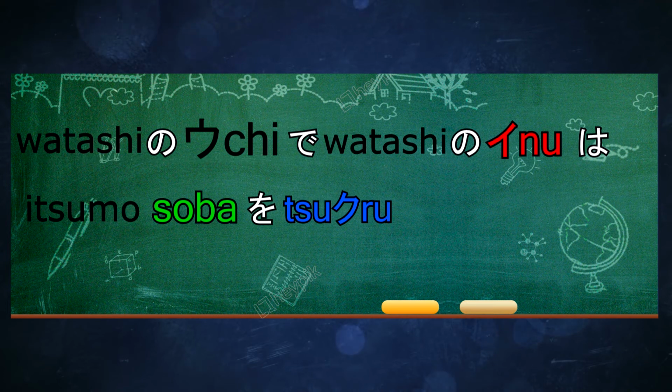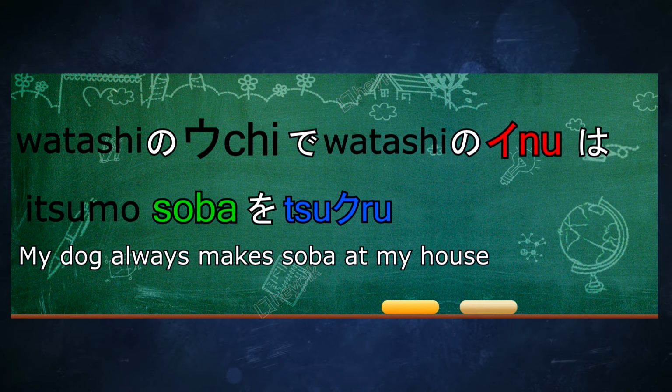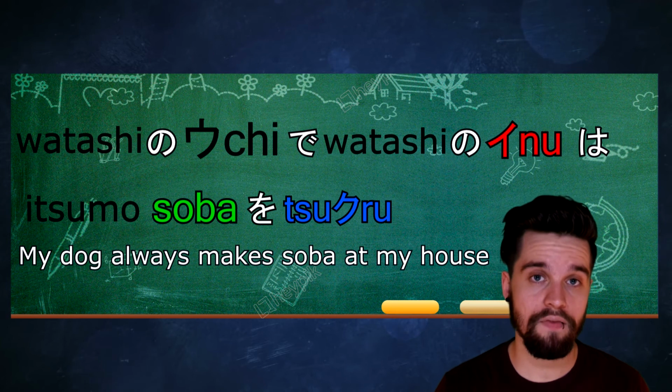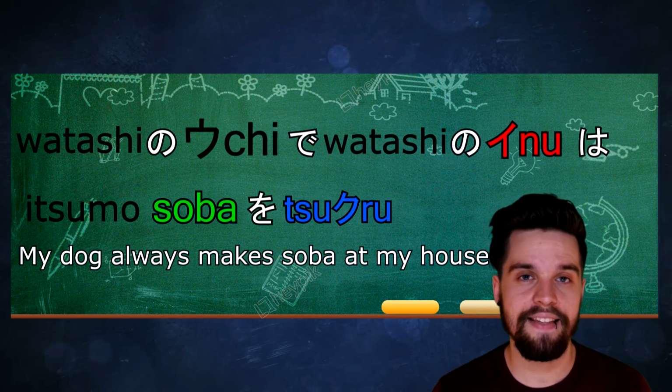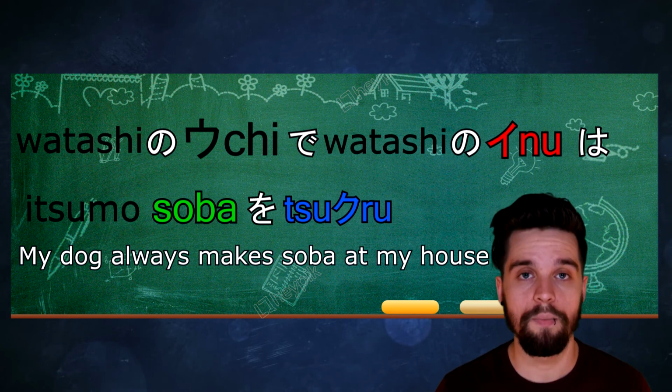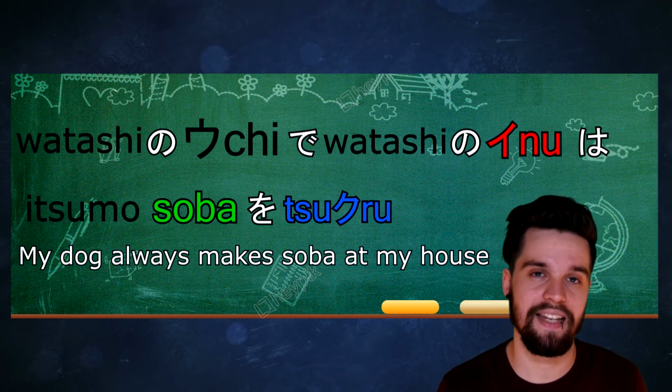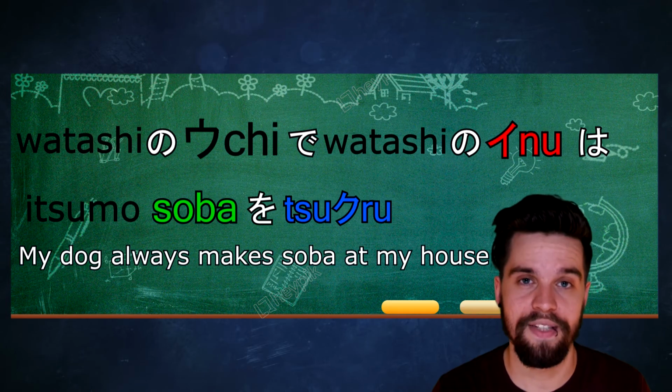So now that we have broken down all the particles and the words they are marking, it's much easier to understand the sentence. My dog always makes soba at my house. Now I know the sentence doesn't really make sense, but I kind of like this fact because one cannot just understand the sentence by looking at one or two words, but one really has to look closely at the particles, their functions to understand the sentence, which makes it good for learning purposes.